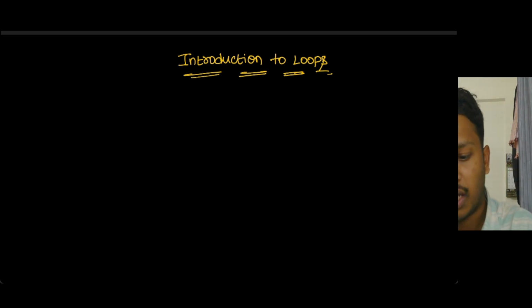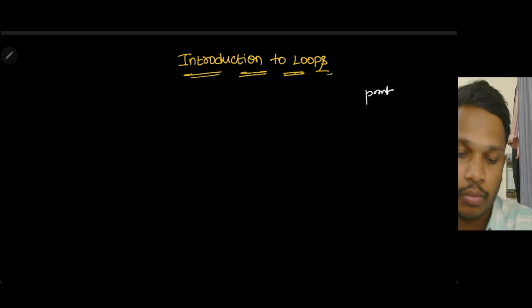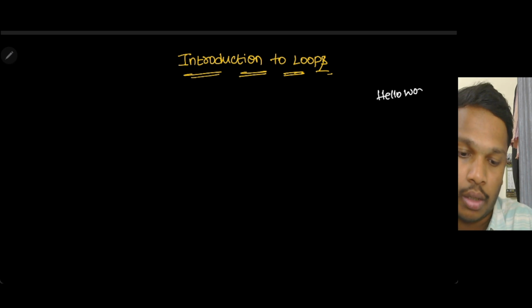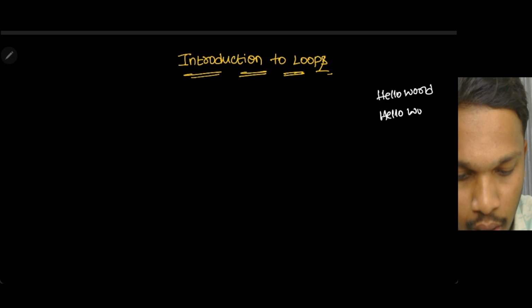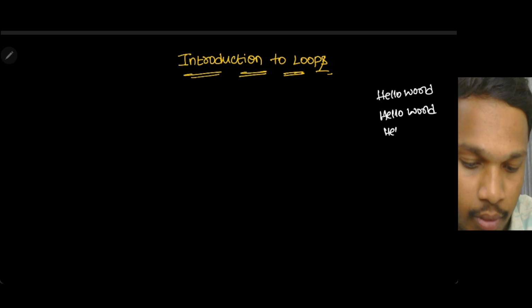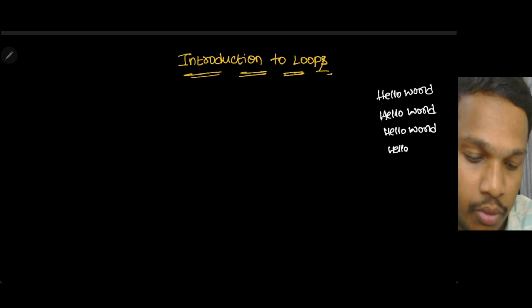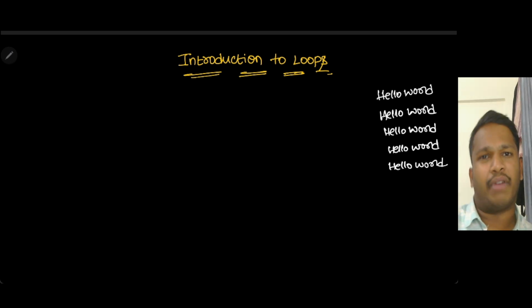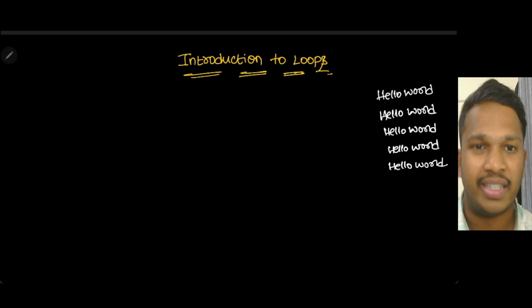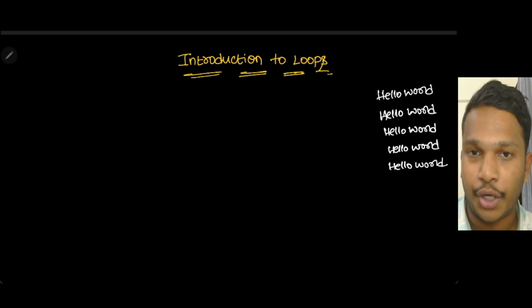For example, on the screen I want hello world, I want hello world, like this, hello world 5 times. Then what do people do? Just think what you people do. You think that you don't know loops.